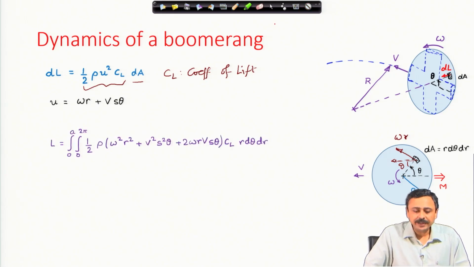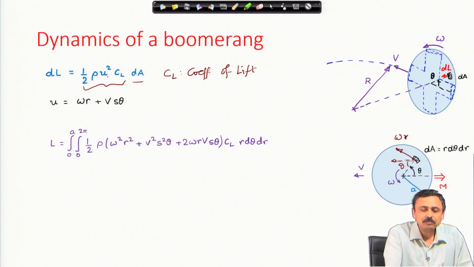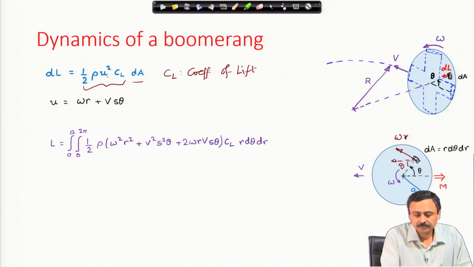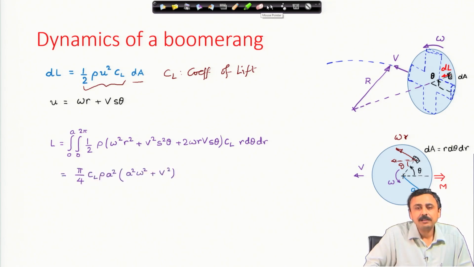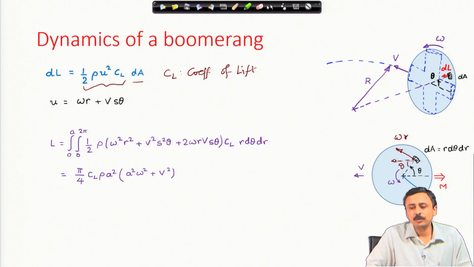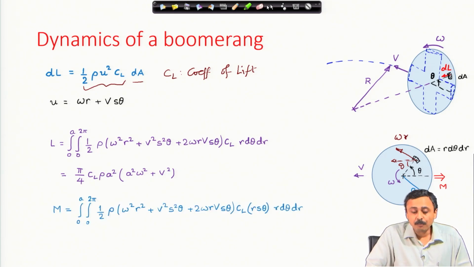To get the total lift, I integrate this expression, I substitute u in the expression of dl, square it up and multiply it with that dA, which is r d theta dr, and integrate over the whole area of this disk. If I do that, I will get the net lift force on the boomerang. This net lift force can be considered to be acting on the center of mass, equivalent force system.